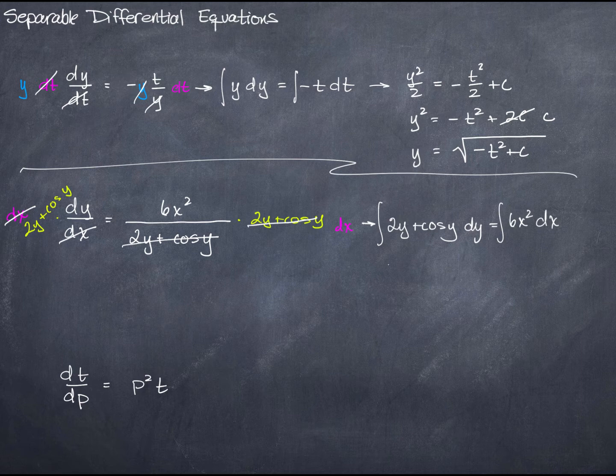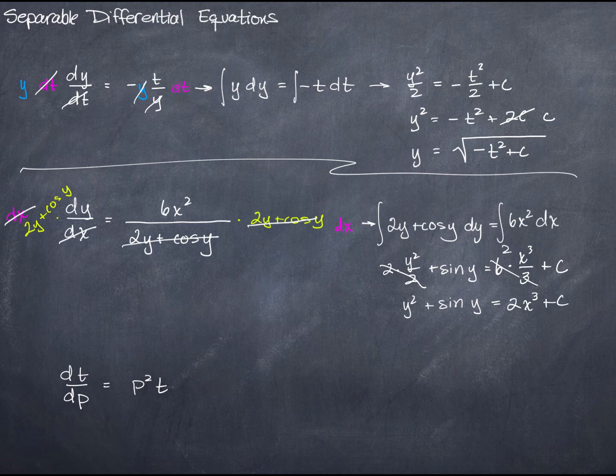This will be 2 times y squared over 2 plus the integral of cosine, which is sine because the derivative of sine is cosine. That's a positive sine. Plus c, but I'm going to save it and put that on the other side. 6 times x cubed over 3, which will simplify, and there's my plus c. Canceling these and reducing this, I get y squared plus the sine of y equals 2x cubed plus c.